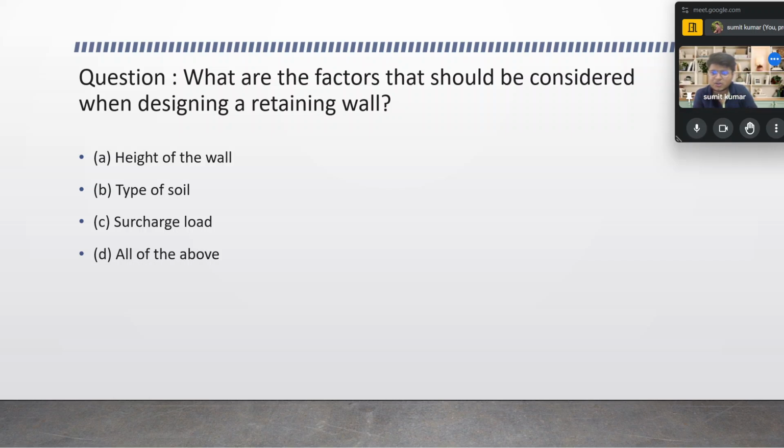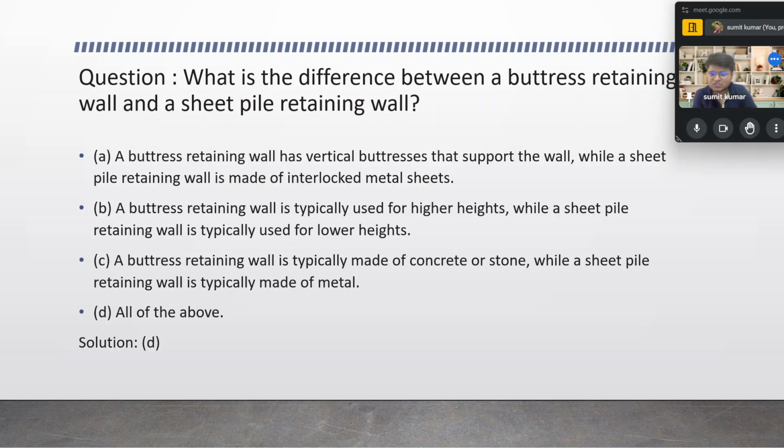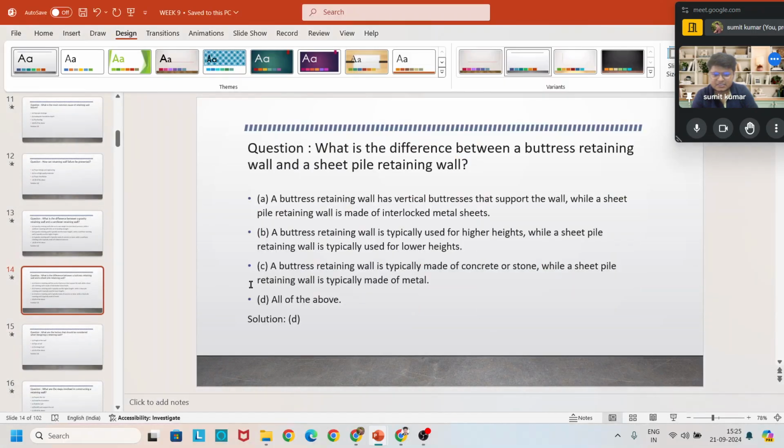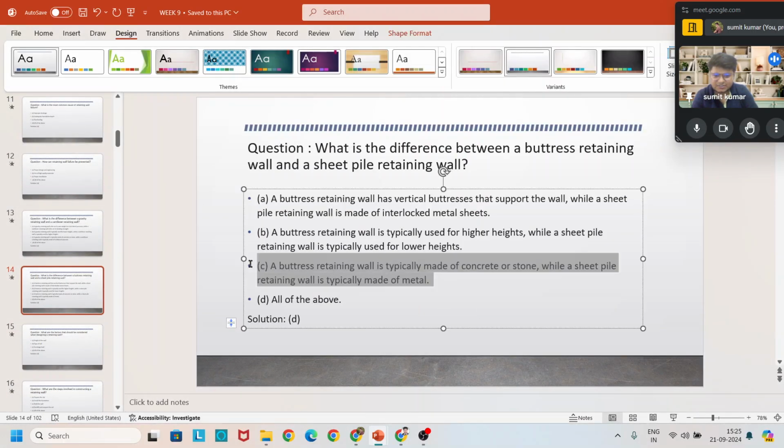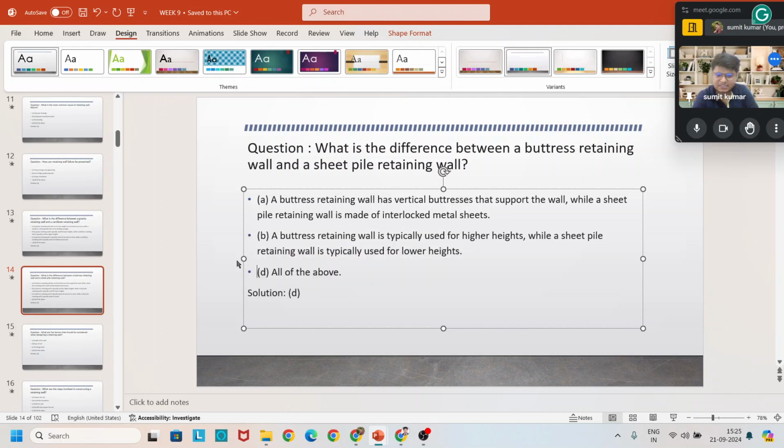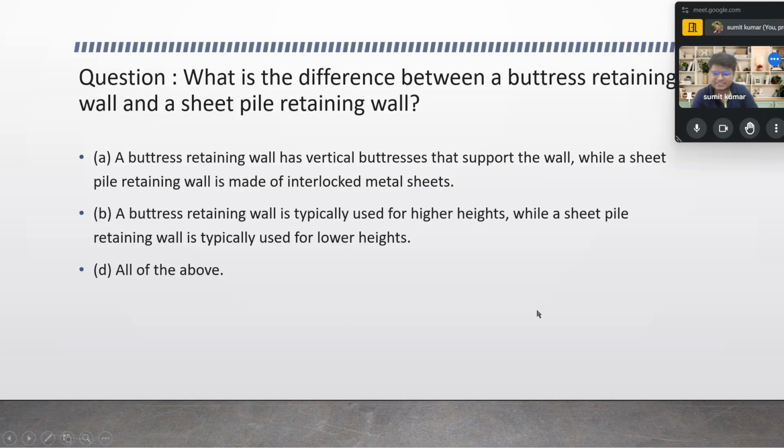Sorry. Option C is not correct in the previous question. A buttress retaining wall is typically made up of concrete or stone. Oh, sorry, this is about the cantilever. Okay, some repetition took place in my problem. Give me a minute. This is the point about the cantilever which is mentioned here with the buttress. Okay, now it is correct.